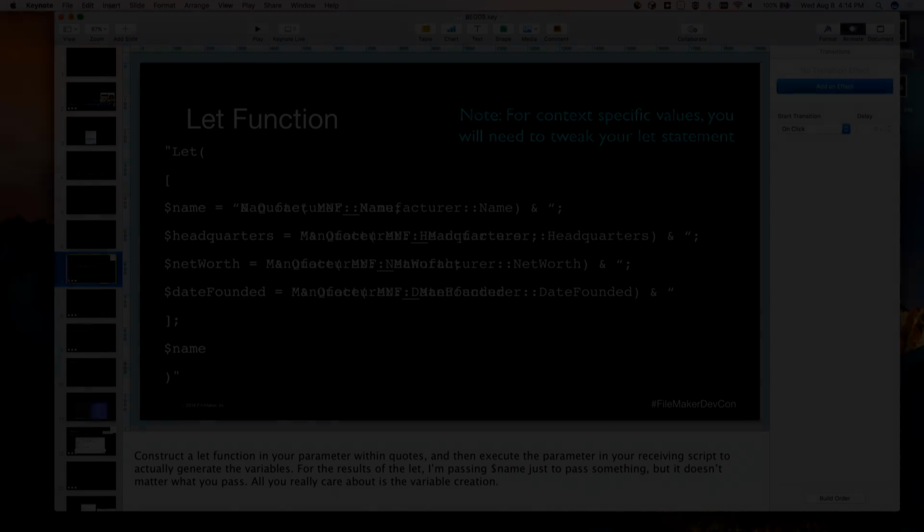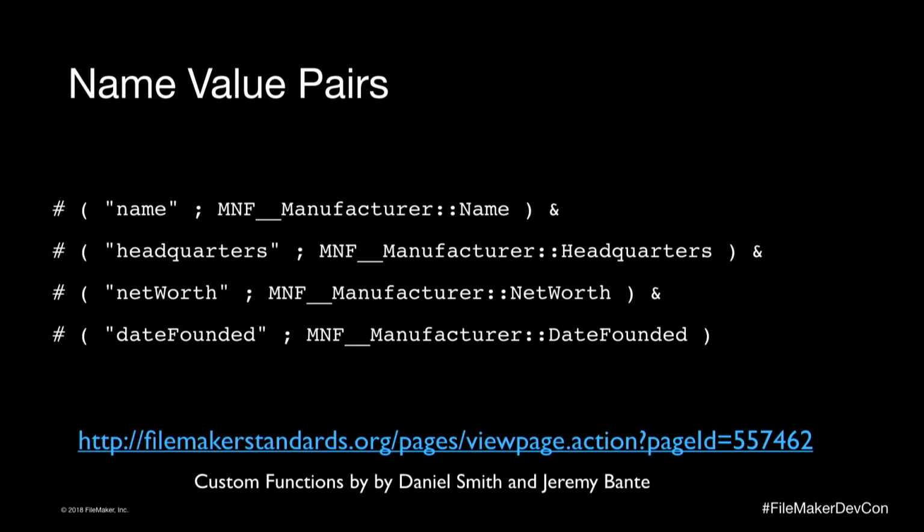All right, so moving on to our next example here, name value pairs. This is currently on the FileMakerStandards.org, and I've used this method before in a file that I've been maintaining for about 7-8 years now, and I really like it. It's a great method. So this uses a custom function.